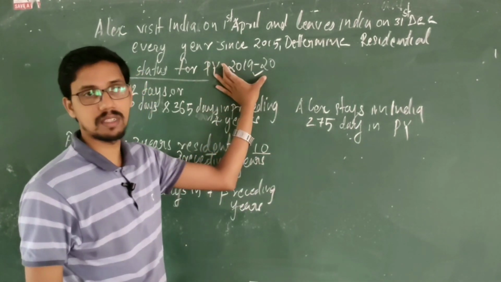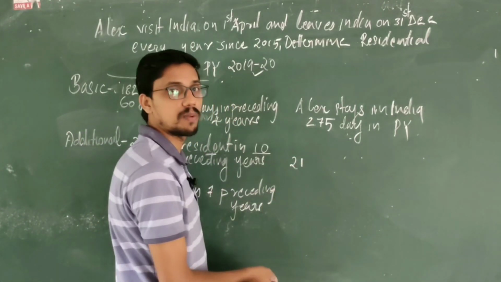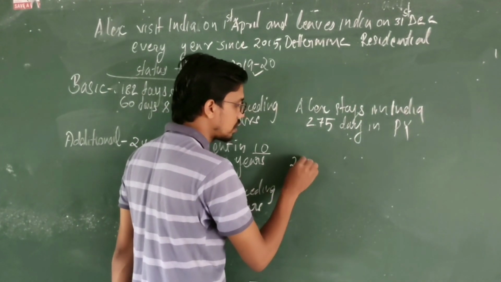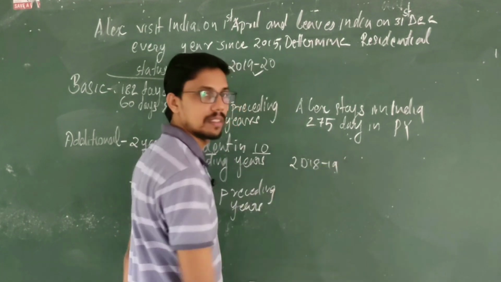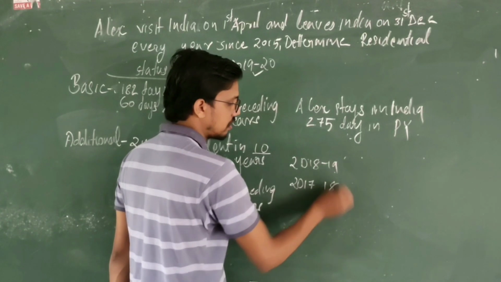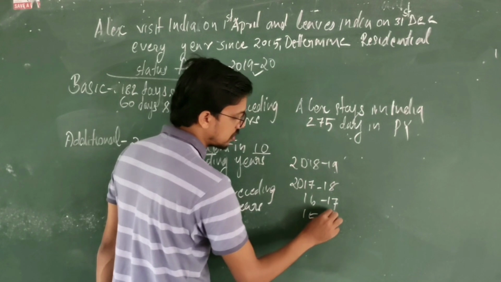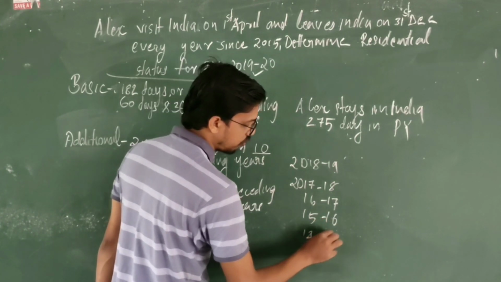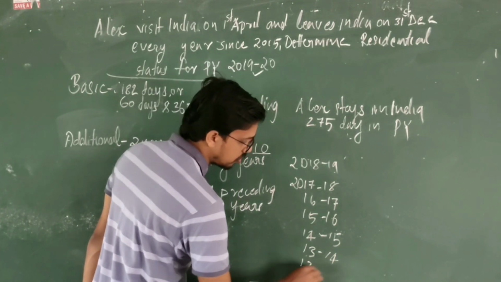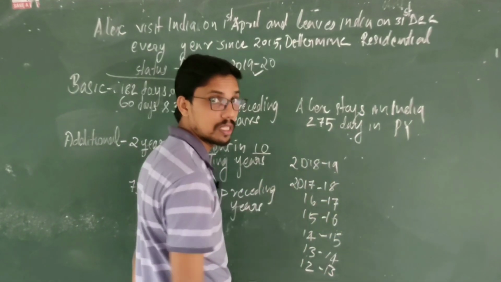This is the relevant previous year, right? 2019-20. So, 2019-20 is the relevant previous year. So, the preceding years of the relevant previous year will be 2018-19, then 2017-18, like this, 2016-17, 2015-16, 2014-15, 2013-14, like this, 2012-13. 1, 2, 3, 4, 5, 6, 7, 10 years, preceding 10 years, right?